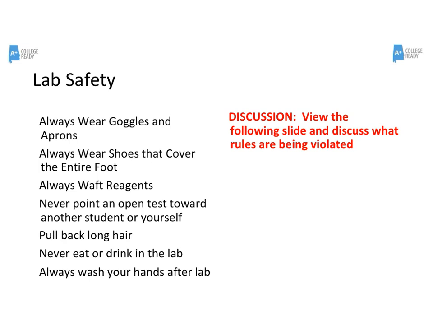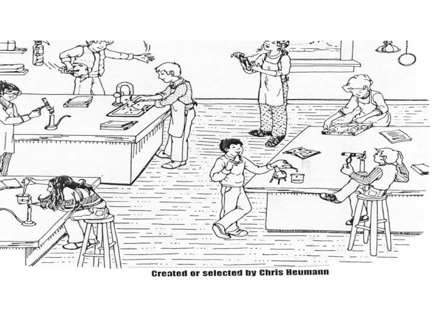You have a Flynn safety contract that goes into great detail about important safety issues in the laboratory. Some of the safety issues I wanted to address here include: always wear goggles and aprons. Always wear shoes that cover the entire foot. Always waft reagents; never smell them directly. You should never point an open test tube toward another student or yourself. If you have long hair, it should be pulled back in the laboratory. Never eat or drink in the laboratory. And always wash your hands after the lab.